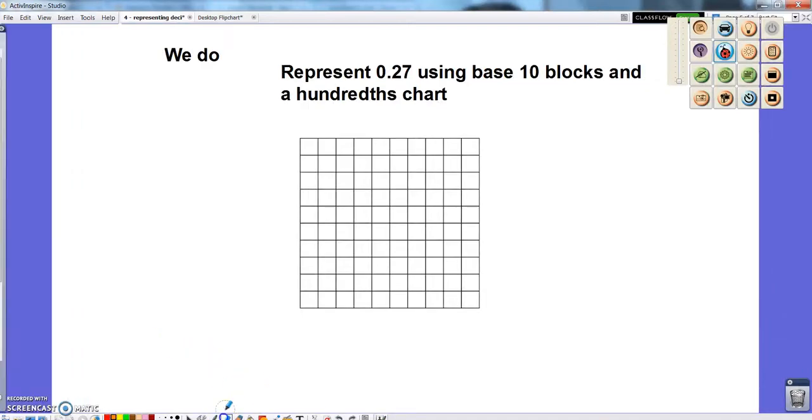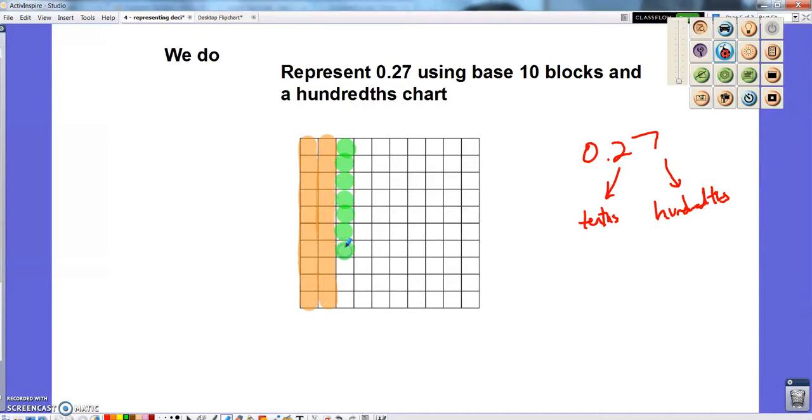And it works the exact same way on the hundredths chart. I can either think of this as being 2 tenths and 7 hundredths, in which case a tenth is a whole column, 1 tenth, 2 tenths, sorry, my phone's ringing, and then I'll pick another color here, and then 7 hundredths. Remember, each square is a hundredth, so 1, 2, 3, 4, 5, 6, 7. Looks just like my base 10 blocks, and that is 27 hundredths.